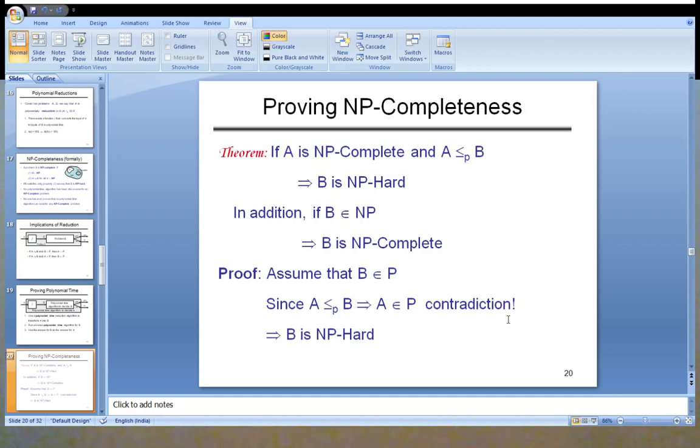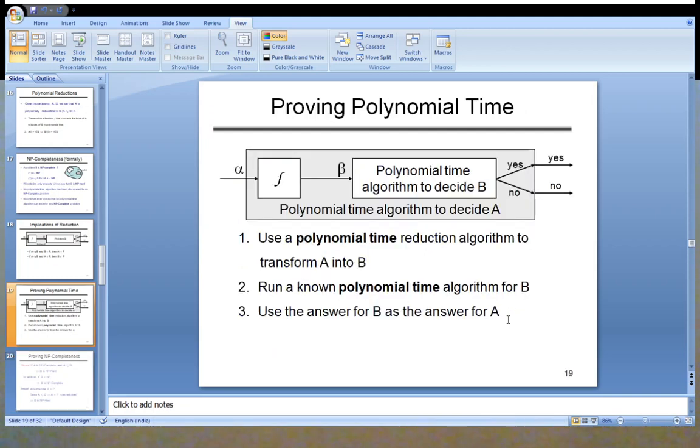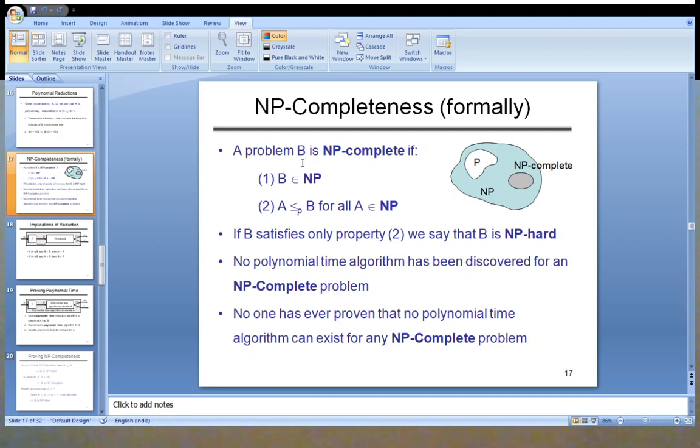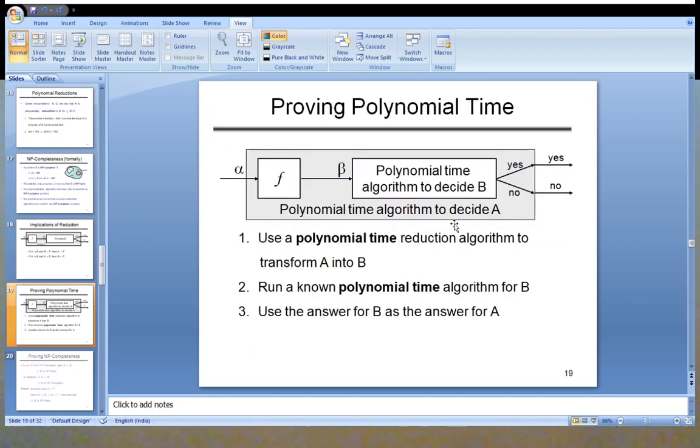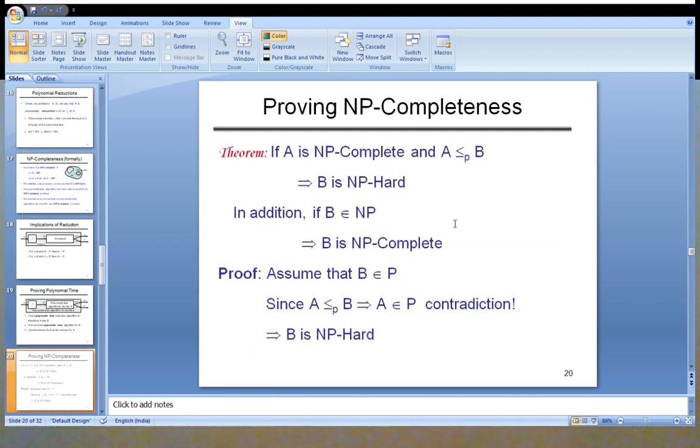For example, suppose we assume that B is a polynomial problem. Since A is polynomial-time reducible to B, A would be a polynomial problem. So this will be a contradiction. It means that the first statement, that B is a subset of NP, is wrong. In this case, if the first condition is not satisfied, then B is an NP-hard problem.